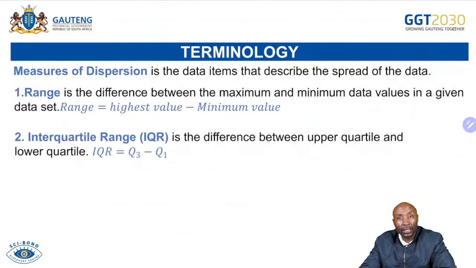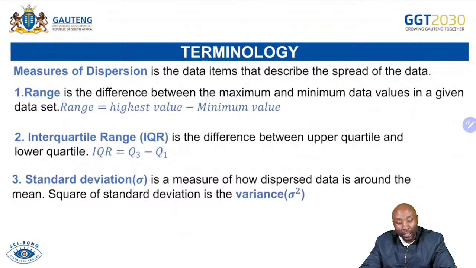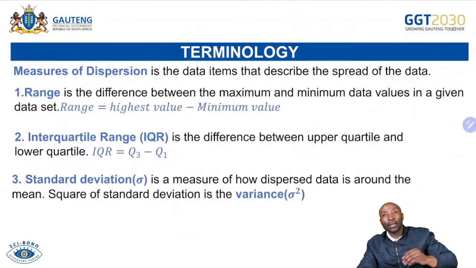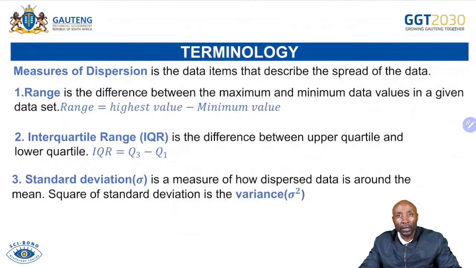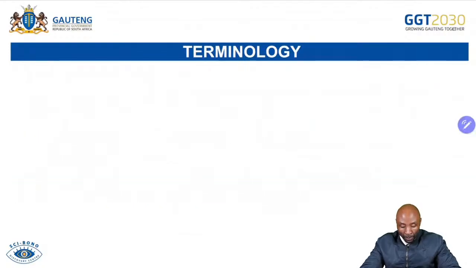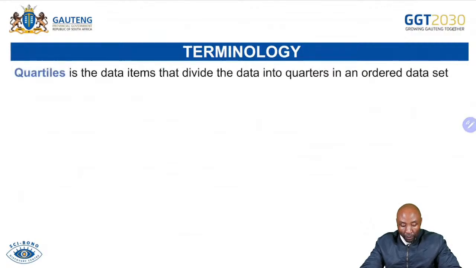We have our interquartile range, which is the difference between the upper quartile and the lower quartile. We also have standard deviation. This is a measure of how spread data is around the mean. And we know that the square of the standard deviation is variance. So if you are given variance, you are able to determine standard deviation by finding the square root. If you are given the standard deviation, you are able to deduce the variance by just squaring whatever the value is for standard deviation.